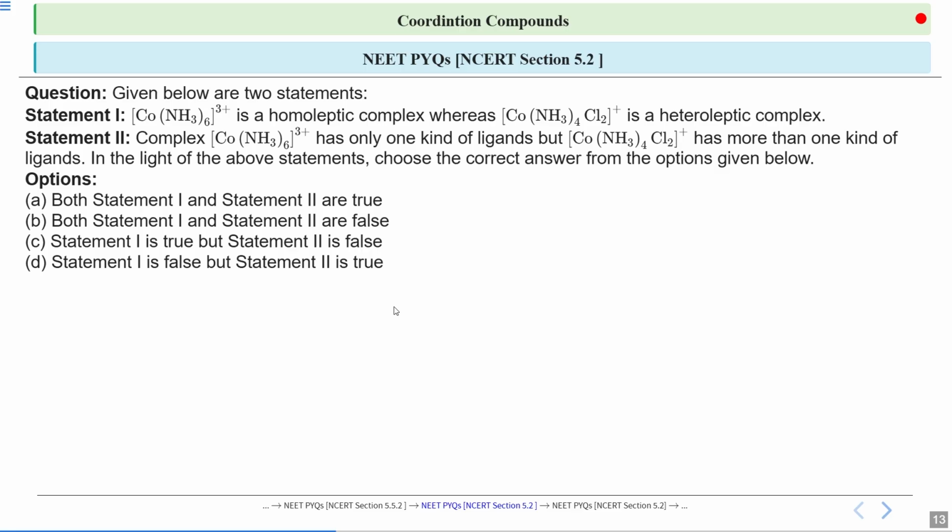So try here using the concept of homoleptic and heteroleptic complexes we have studied. What are these? How do you identify those? Okay. So you are given some time. Try to solve this. Try to analyze this question, and then we will see the correct answer.